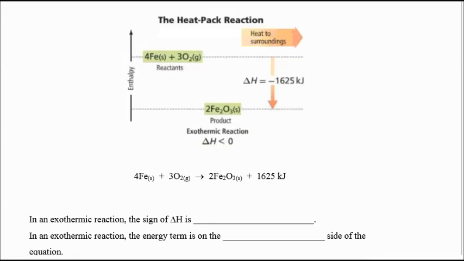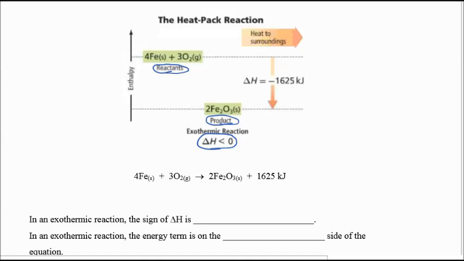We represent an exothermic reaction with a diagram. Here's our reactants, here's our product. Delta H is products minus reactants, the heat of the products minus the heat of the reactants. So in this case, we have a small value minus a large value. Small minus large will give us a negative number. So in an exothermic reaction, delta H is negative.